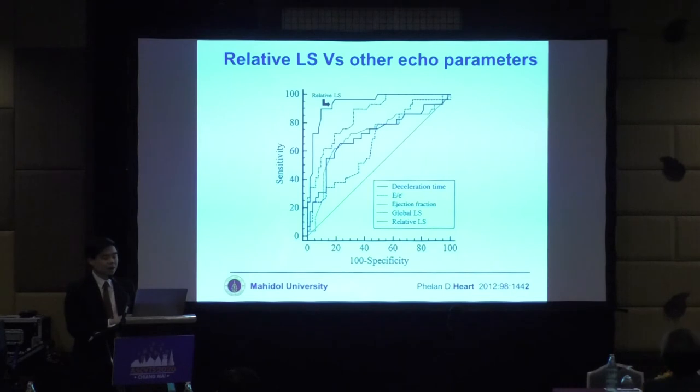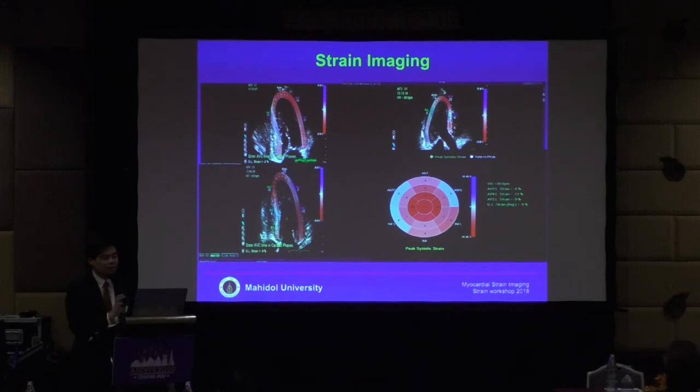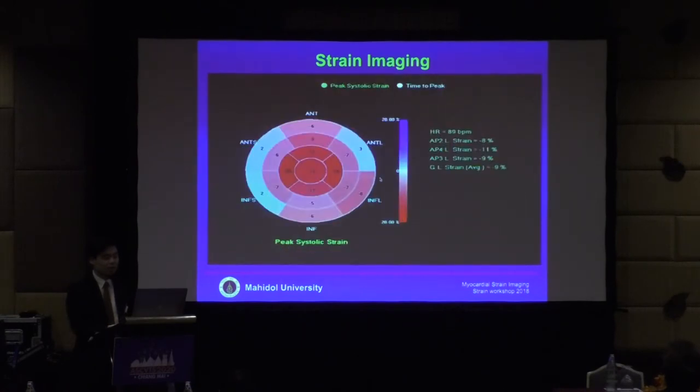And comparing with C statistics on the ROC curve, the relative longitudinal strain has more differentiating power compared to deceleration time, E to E prime, or ejection fraction. And this is a classic example. This is one of our cases that we verified with endomyocardial biopsy, and we found that it is cardiac amyloidosis. And you can see that this pattern has the apical sparing.